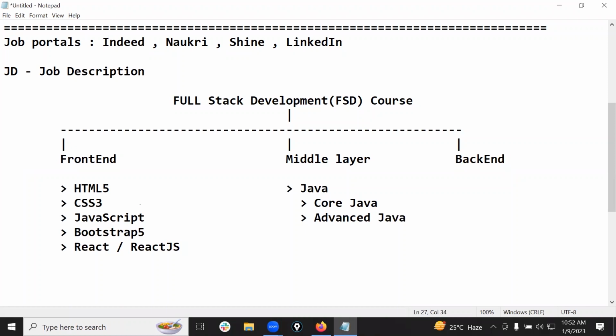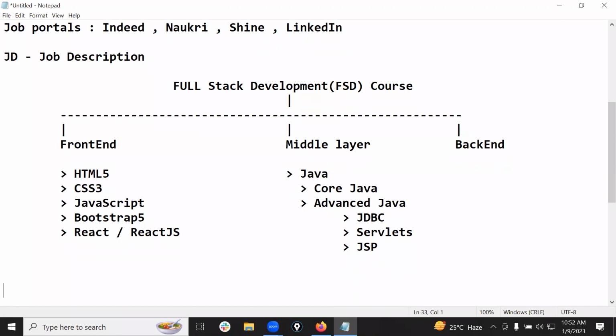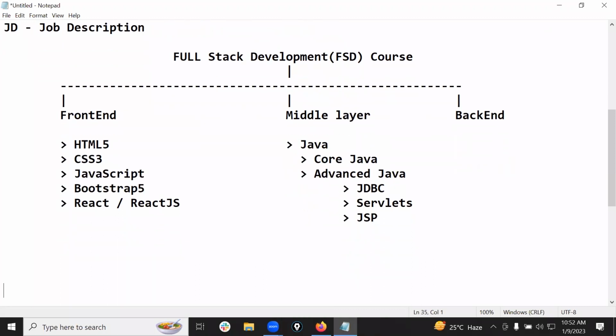Okay. Again, a question will come. In advanced Java, we will learn three technologies. One is called JDBC. One is called servlets. One is called JSP. Understood my point here now? So remember that point here. So in Java, we are learning what? Core Java and advanced Java. In advanced Java, what are we learning? JDBC, servlets, JSP. These are the three technologies we will learn in advanced Java. And learning these three technologies is nothing but learning advanced Java.